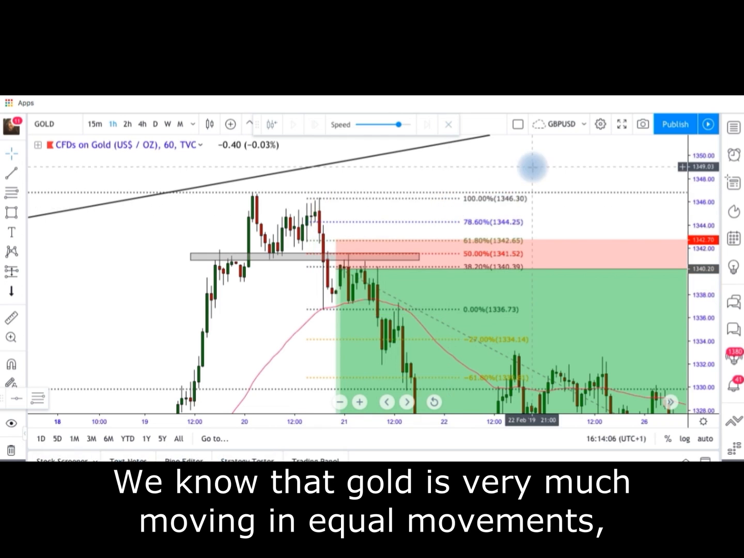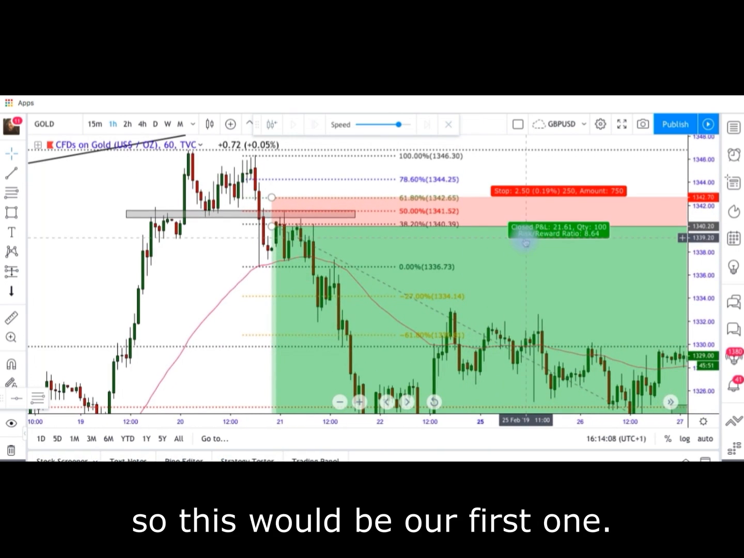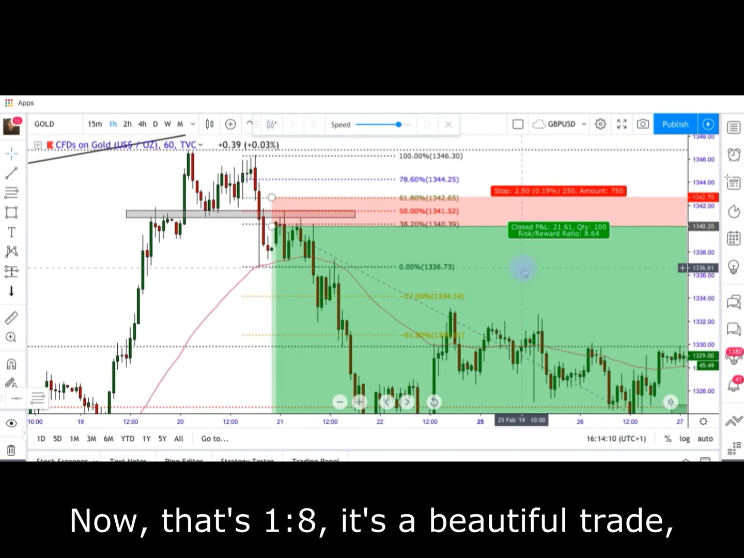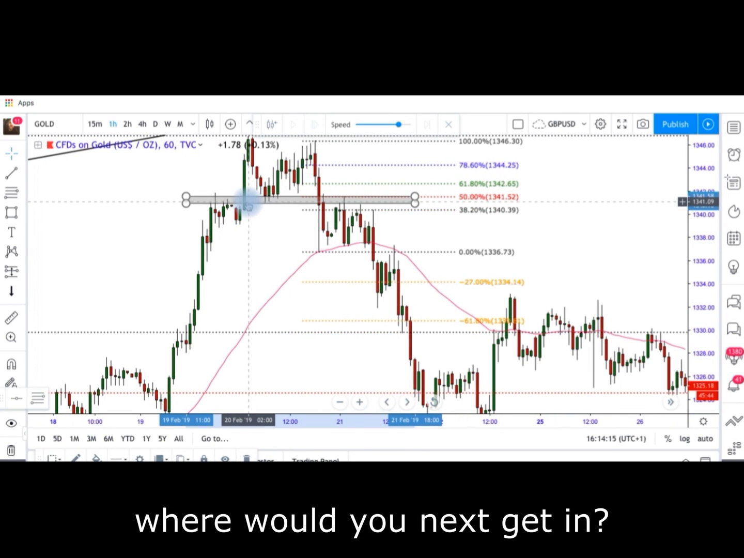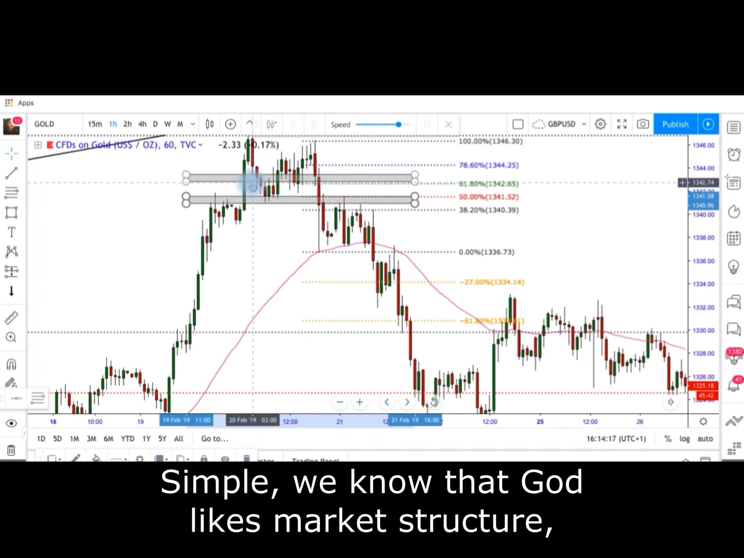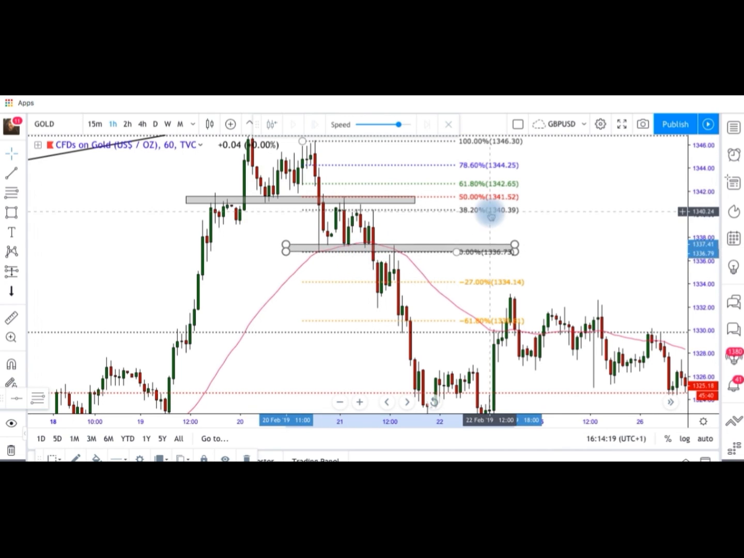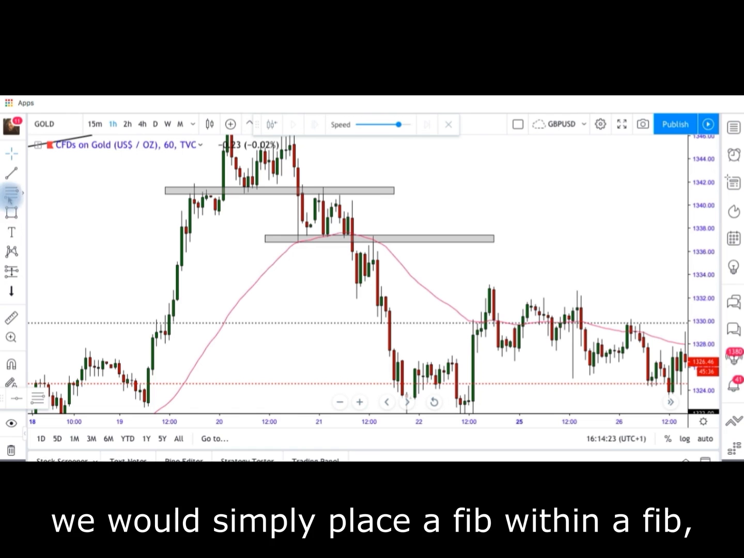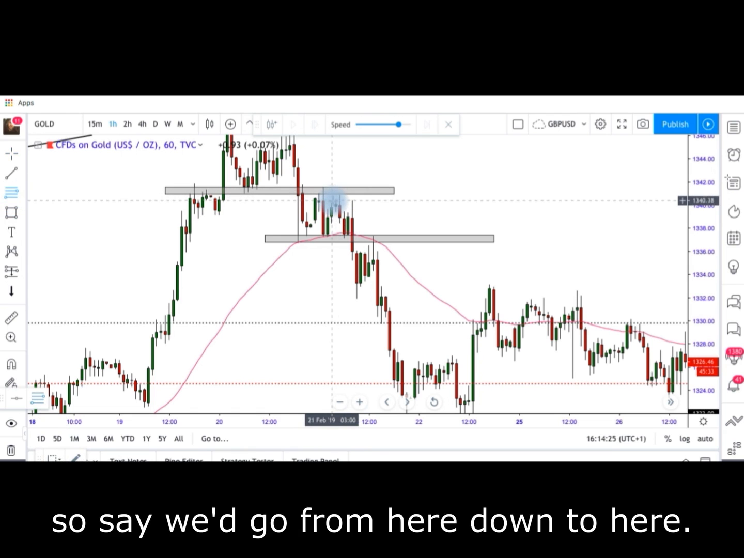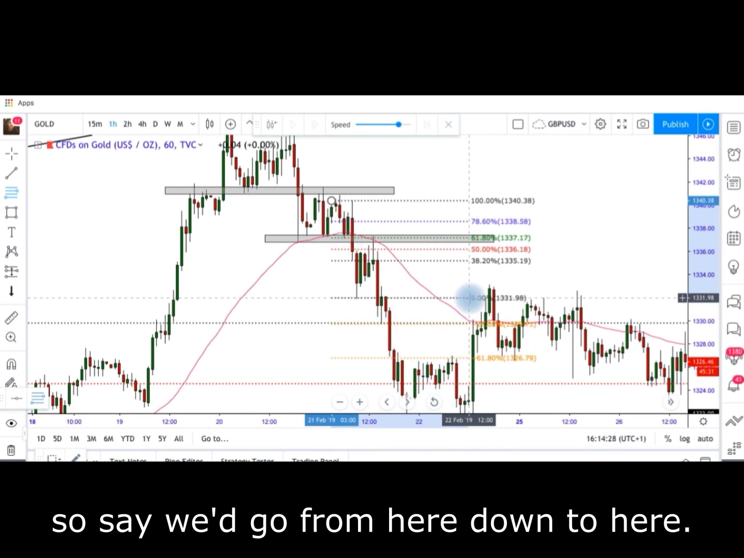We know that gold is very much moving in equal movement, so this would be your first one. Now, that's a 1 to 8. It's a beautiful trade. Now, if you'd missed this one, where would you next get in? Simple. We know that gold likes market structure. We'd simply place a fib within a fib. So say we'd go from here down to here.